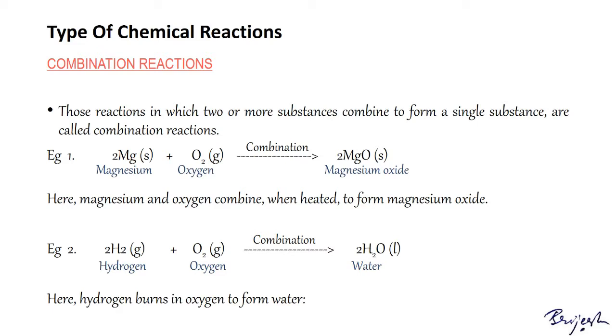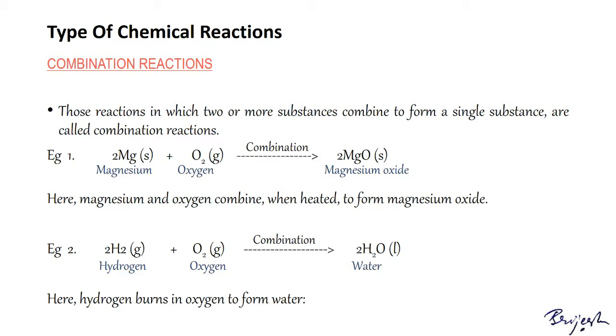Subtopic is types of chemical reactions. Some of the important types of chemical reactions are: first, combination reactions; second, decomposition reactions; third, displacement reactions; fourth, double displacement reactions; fifth one, oxidation and reduction reactions. Let us go one by one.